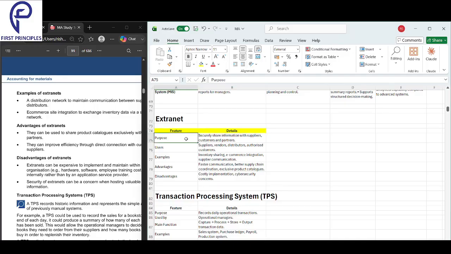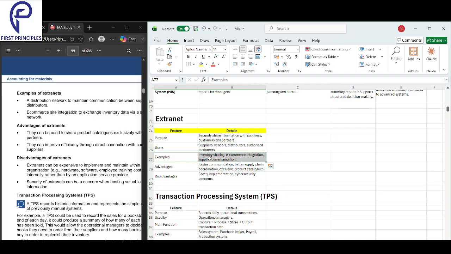What is the purpose of this? The purpose is to securely share information with suppliers, customers, and partners. It's a company portal where some select people externally also have access. Not everybody, but a select group like customers, suppliers, partners. They are external to the company, but they still have access. The main users are suppliers, vendors, distributors, and authorized customers.